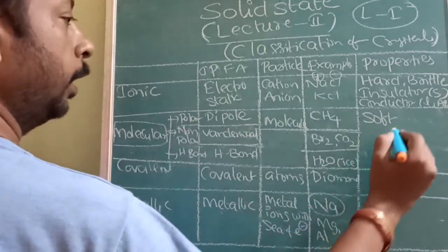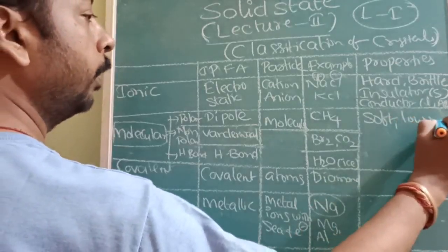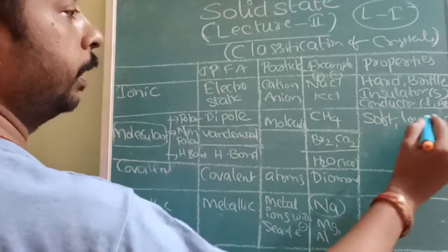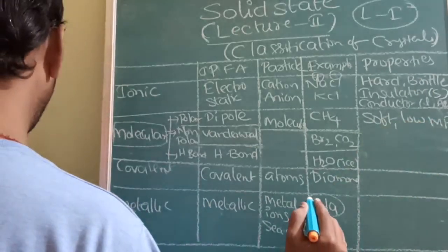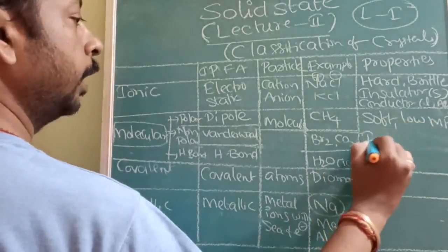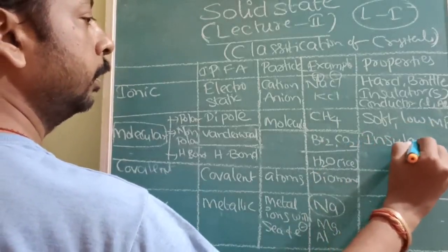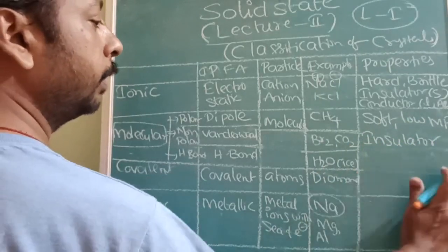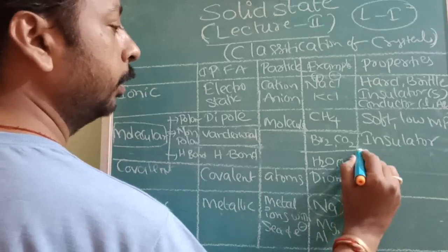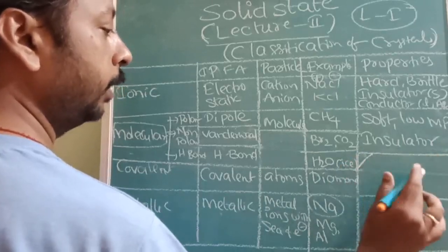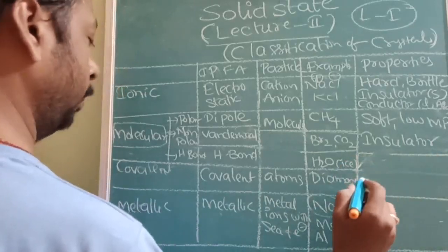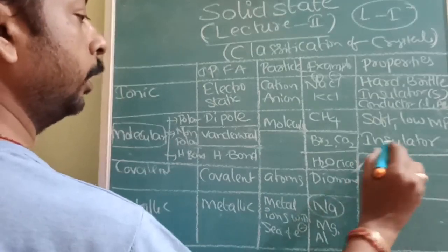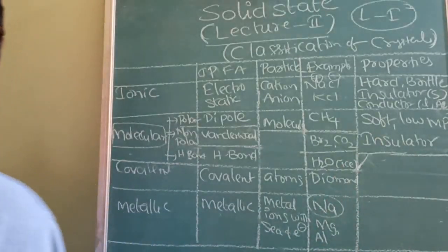Soft. Okay, and they have low melting point and boiling point, whereas the others have high melting point. They are perfect insulators. Okay, so here I am writing the properties up to here.